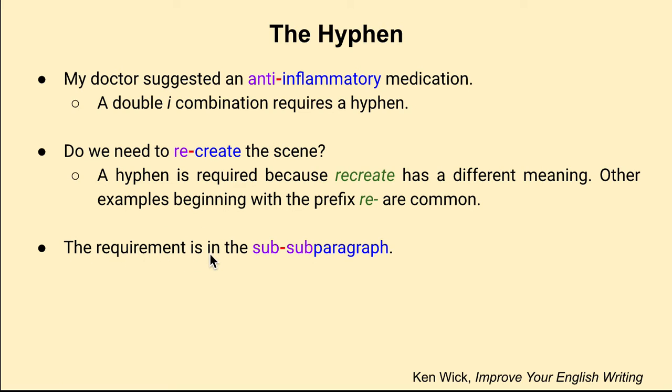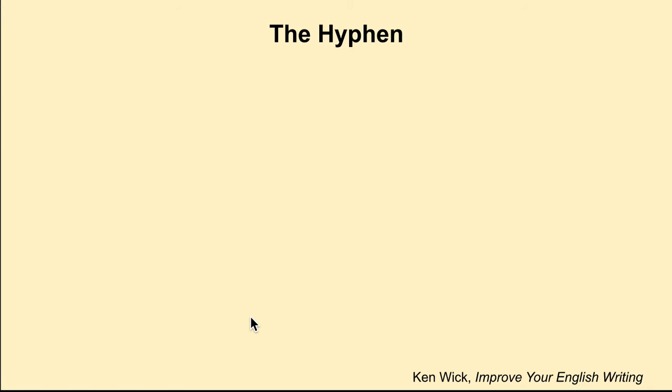The requirement is in the subparagraph, and a double prefix requires a hyphen. So here we have a double prefix. When you have a double prefix, you need to attach the prefix with a hyphen for clarity. Some more examples of a word that might be misread.